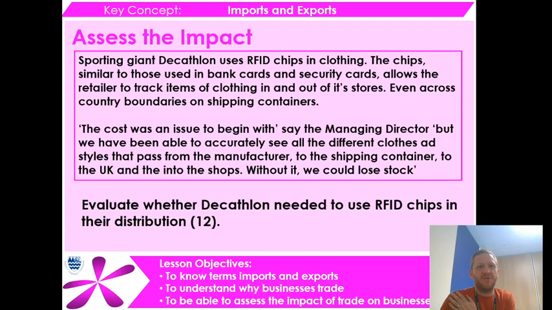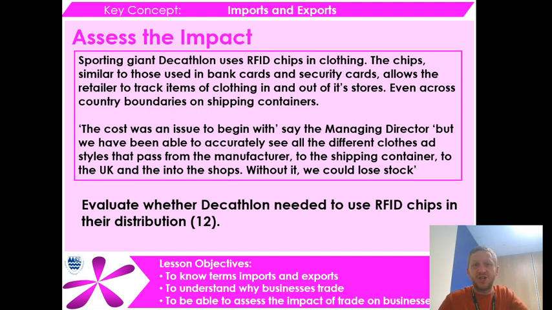And then lastly, we've got this case study to do. It's a 12 marker, so we're looking at Google Badge. Sporting giant Decathlon uses RFID chips. RFID you sometimes see in clothes and labels. They're in your phone as well if you've got Apple Pay. The little chips help with radio frequency identification, I might be wrong. Anyway, the chips are similar to those in bank cards and security cards.